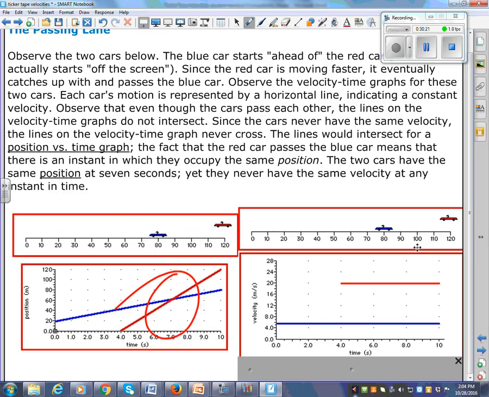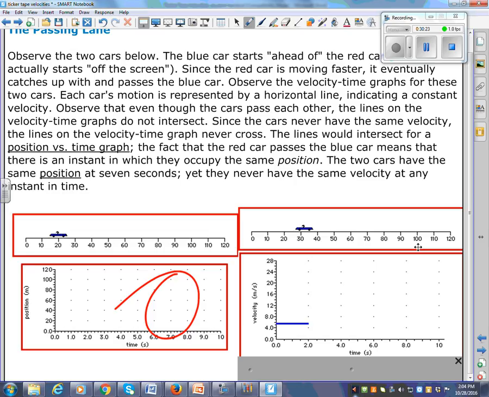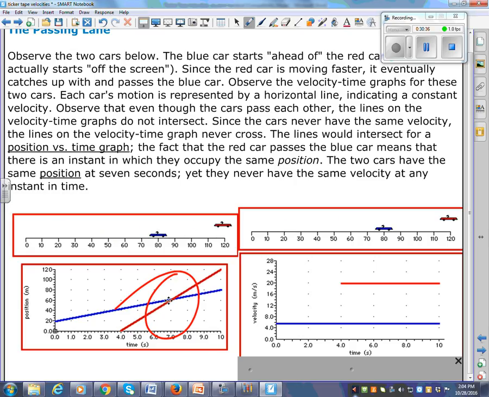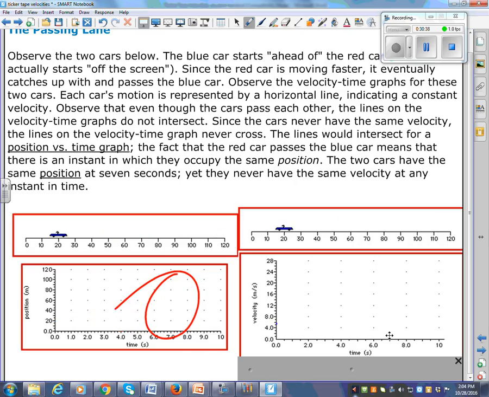Okay, one last question and then we're done for the day. Just hang on, 30 more seconds. Can you tell from this graph where they cross? No. Well, we know they cross at what time? 7 seconds. So can you tell from here? You can't tell yet. I will show you next week how to tell.